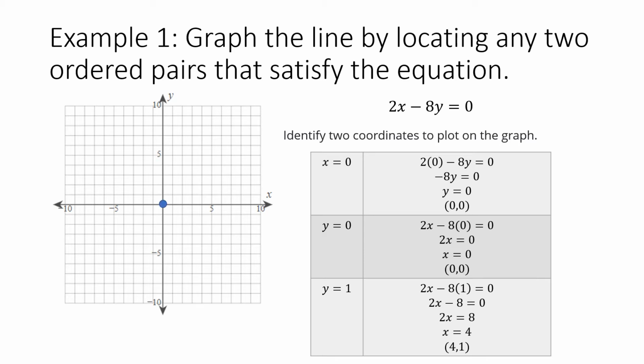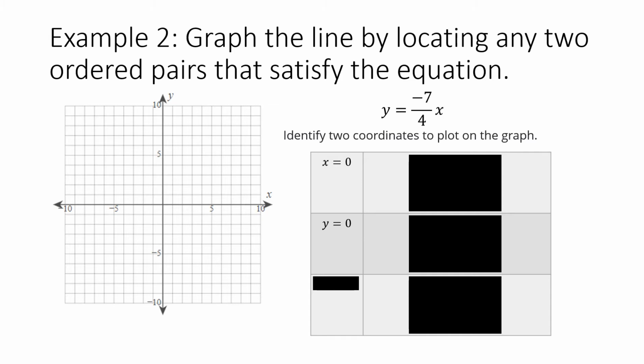So now I have two points, 0, 0, and 4, 1. 0, 0 is the origin, so that's going to be my first point, and then 4, 1 is in quadrant 1, so I go to the right 4 and I go up 1, and that's going to be my second point. Then I just connect the two points with a line.